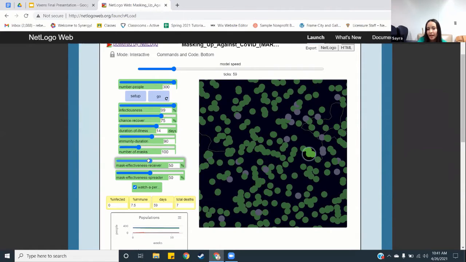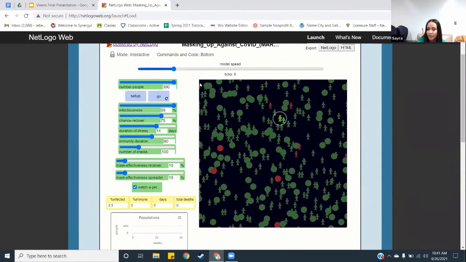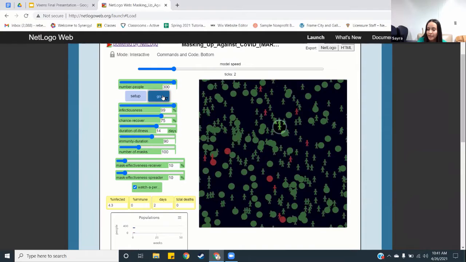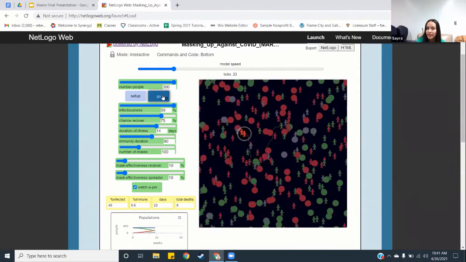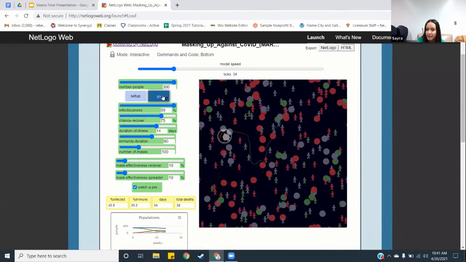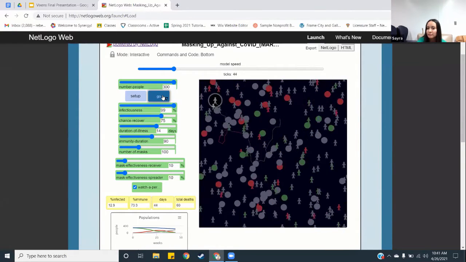And for the next scenario, we will set the number of masks to 100 people wearing masks, and we will set both mask effectiveness, for spreader and receiver, to 10%. And this way we can see how mask effectiveness actually affects people getting infected or the virus spreading a lot more.